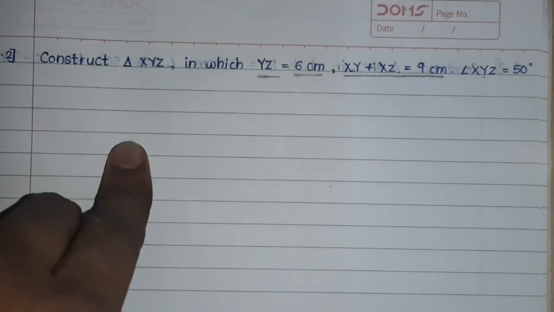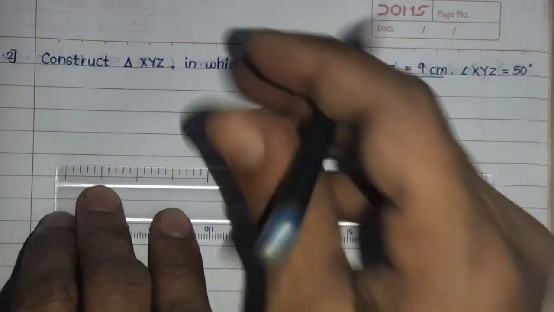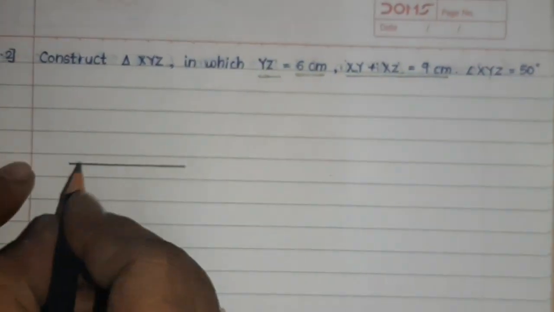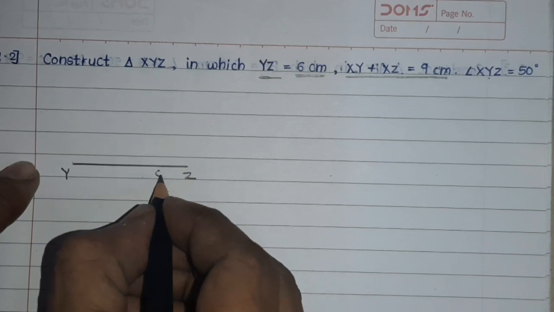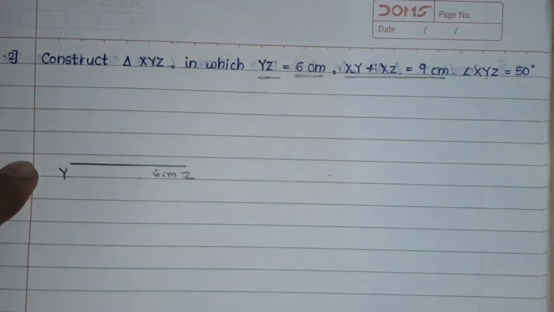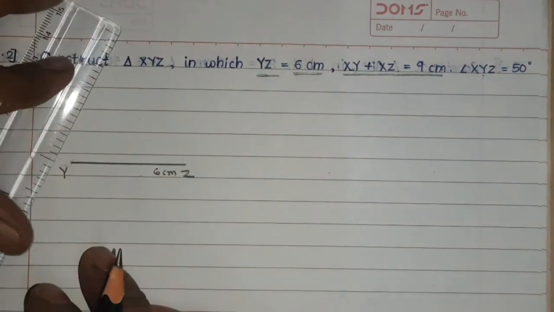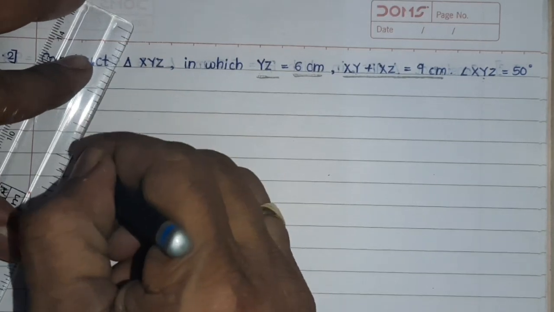Now, we have to construct the analytical figure. First of all, the rough figure. Here, we have to draw the triangle XYZ. Base is YZ, the length is 6 cm. After that, at the point Y, the angle is 50 degrees. Therefore, we have to construct the angle of 50 degrees.